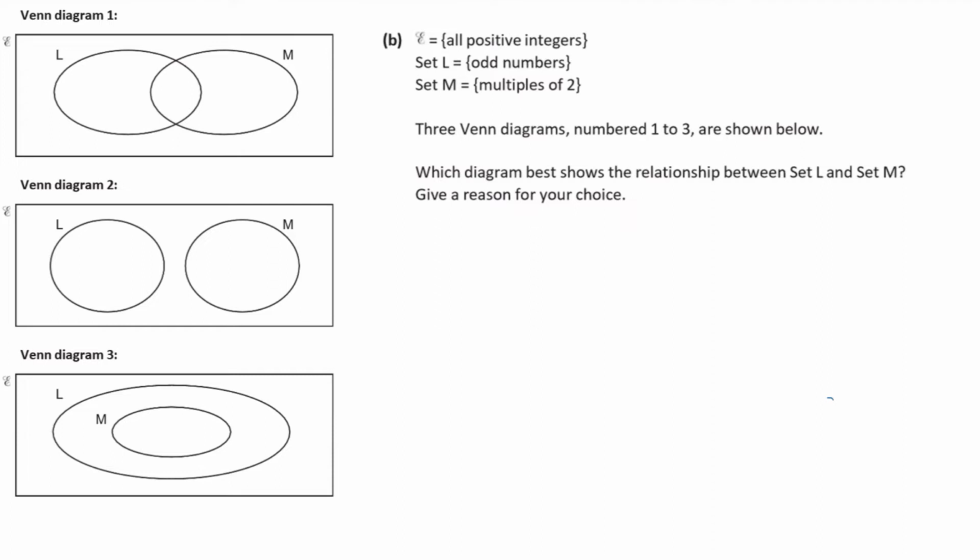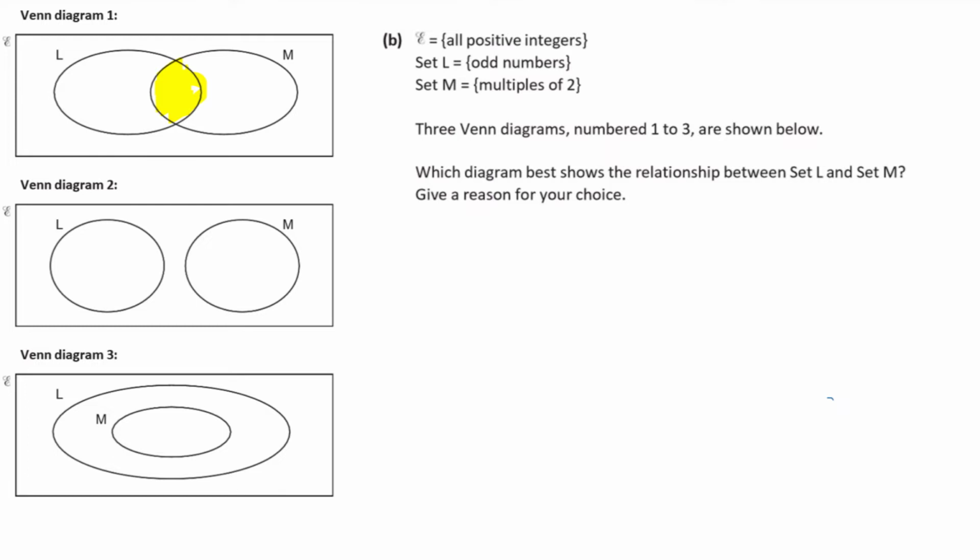3 Venn diagrams numbered 1 to 3 are shown below. Which diagram best shows the relationship between set L and set M? Give a reason for your choice. Okay, well, Venn diagram 1 shows 2 sets where there is an overlap, which means that some in L do belong in M, but there are values in L that don't belong in M, and there's values of M that don't belong in L.